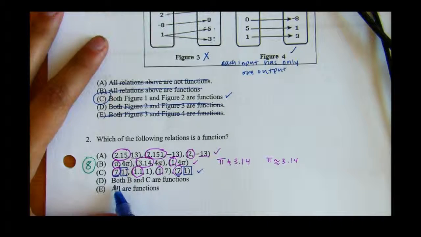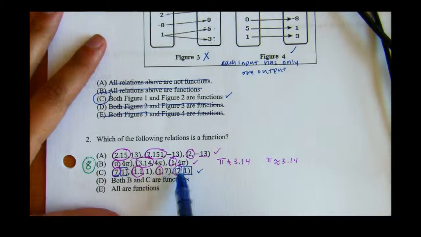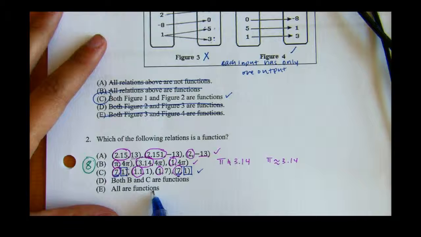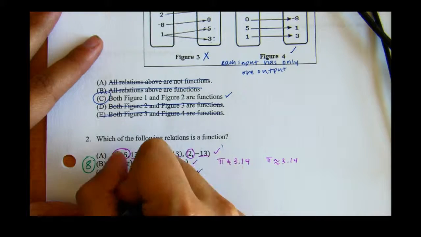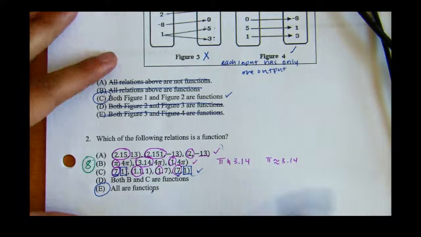So answer choice D, both B and C are functions. Well, that's true, but let's make sure that I'm not discounting part A. All are functions, and that is true. All three of these are functions. E is correct. Okay, moving on to the next page.